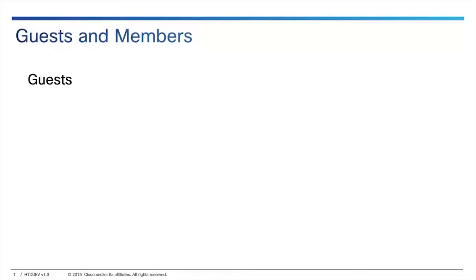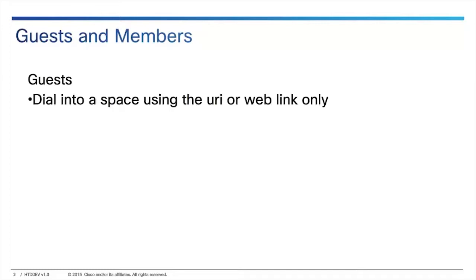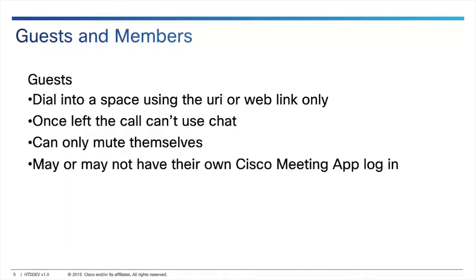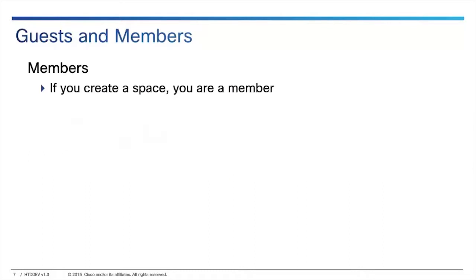Let's take a look at the difference between a guest and a member. A guest can only dial into a space using the URI or by clicking on a web link. They do not see the space on their left-hand panel. A guest can only see chat messages sent during the call. A guest can only mute themselves. A guest may or may not have a Cisco Meeting app login.